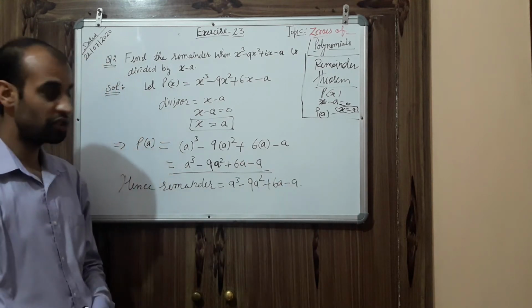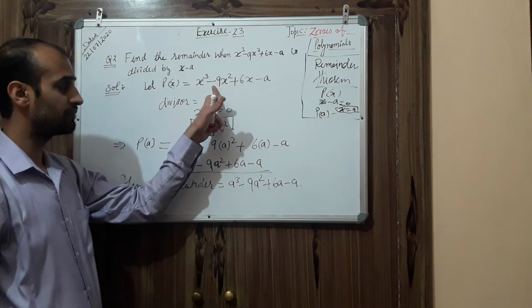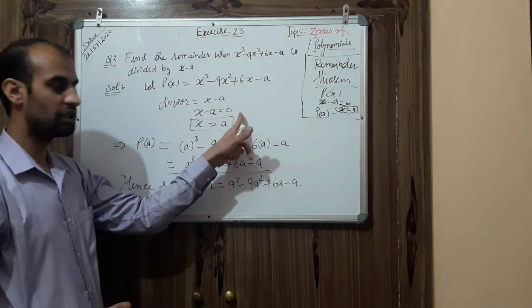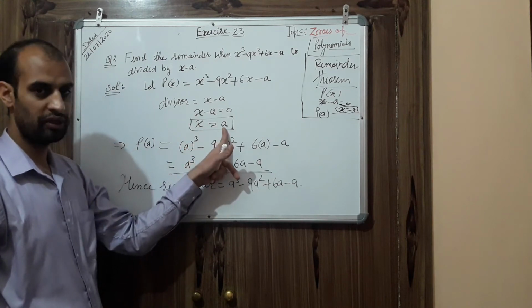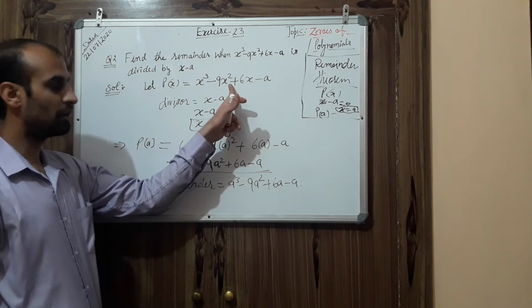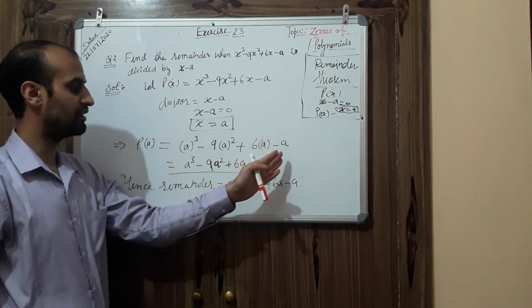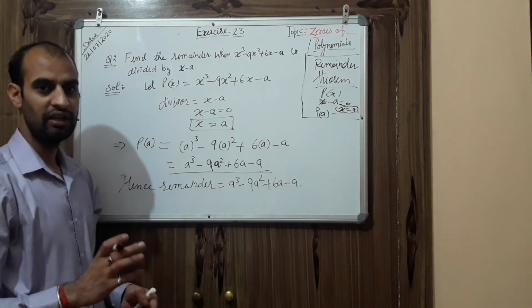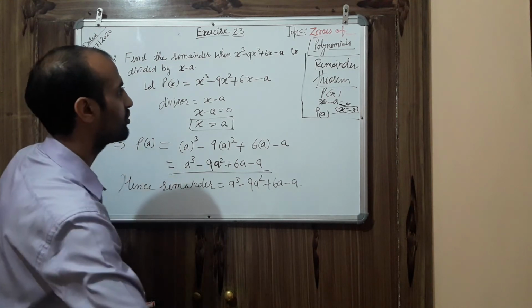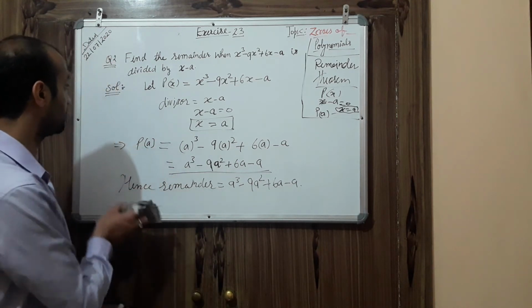So what I did, my dear students: first write p(x), the given polynomial, then write the divisor, take the divisor equal to 0, and find x from here. Whatever value of x you are getting, substitute in the above equation and find the answer. This is the way to find the remainder by using the remainder theorem. So let's take one more question to understand this concept.